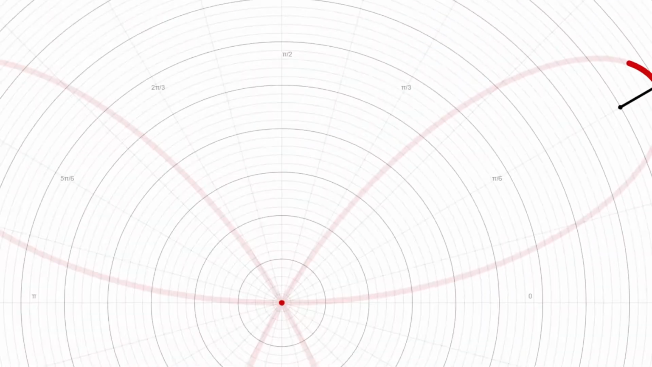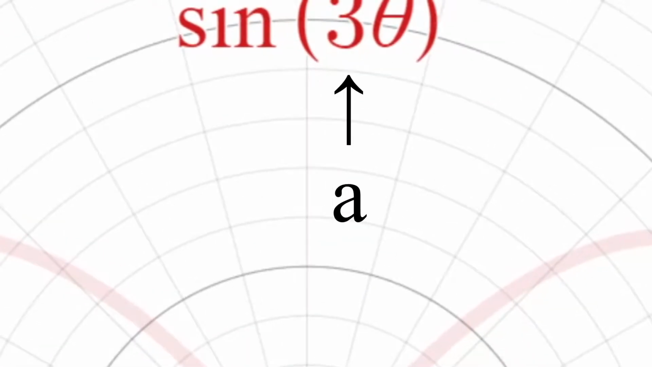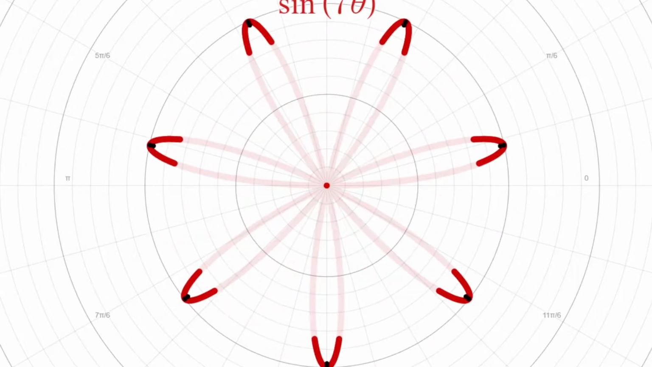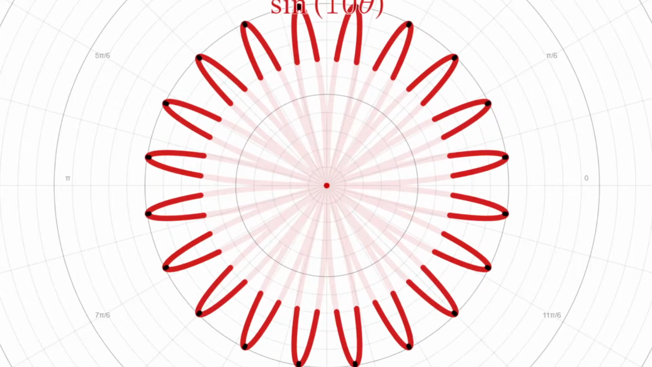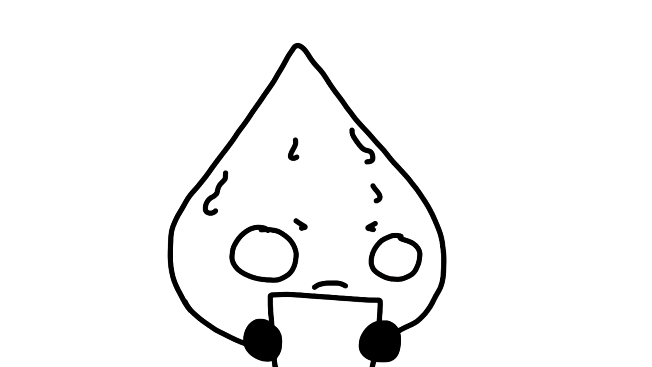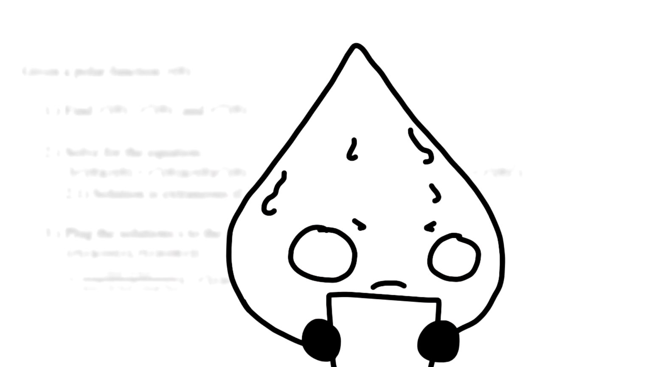And since the number of petals varies by the variable a, we should expect a different number of PFs to pop up for the sake of this mere variable. Since we will have varying numbers of PFs, we can only anticipate how much labor the 3-step rule would bring us.